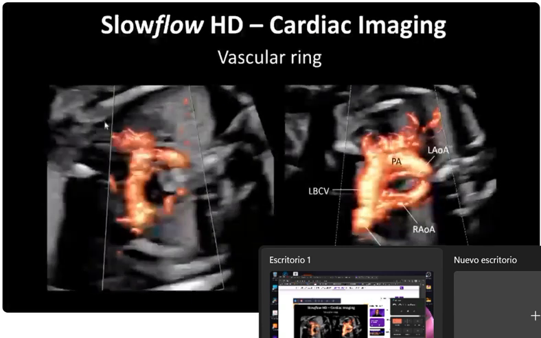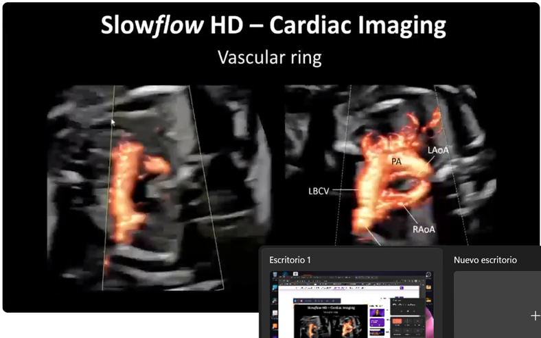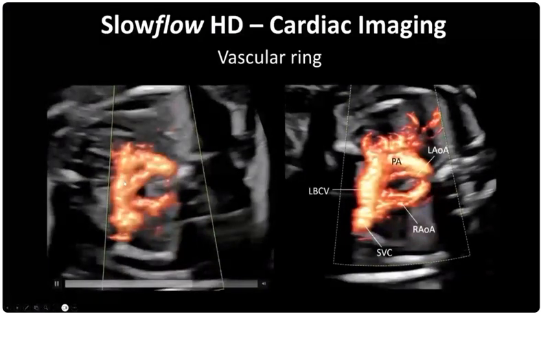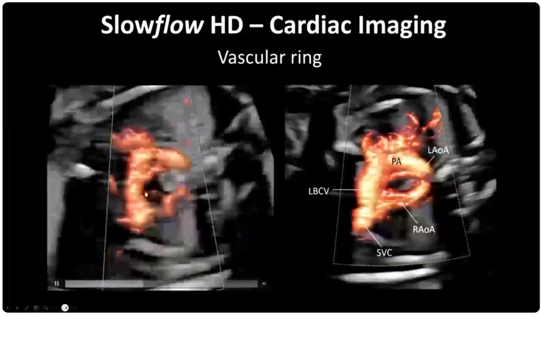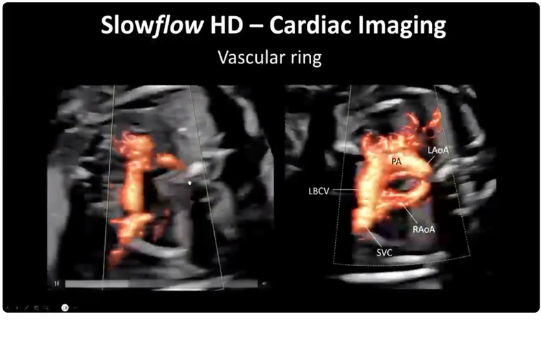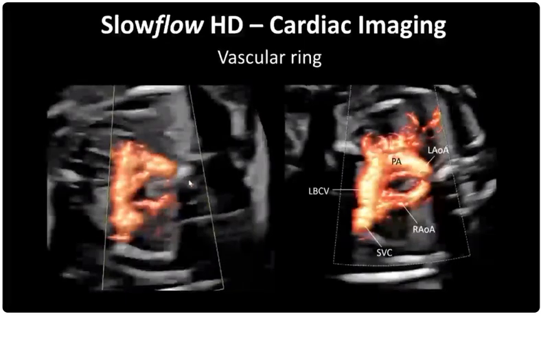This is another example of the vascular ring where we can see the double aortic arch. We have the left-sided ductus arteriosus, the left side hypoplastic, and the right-sided aortic arch, making the complete encirclement of the trachea and esophagus.